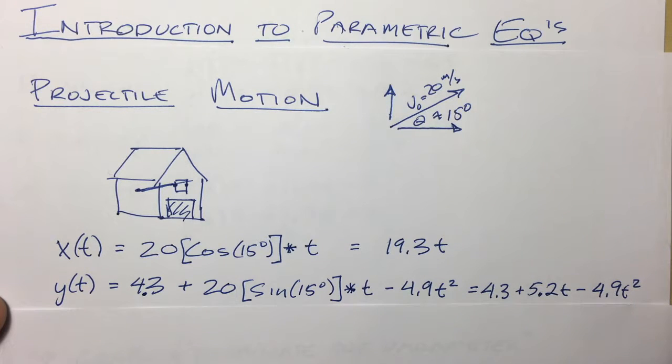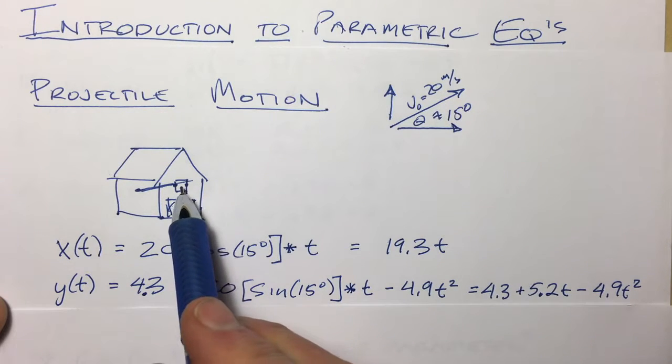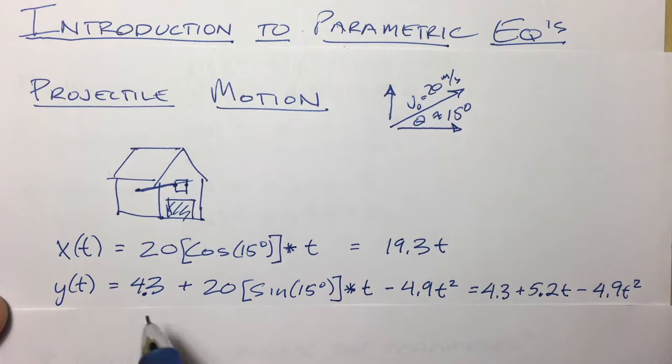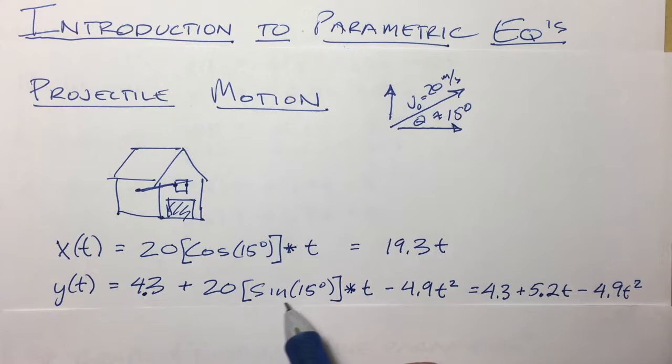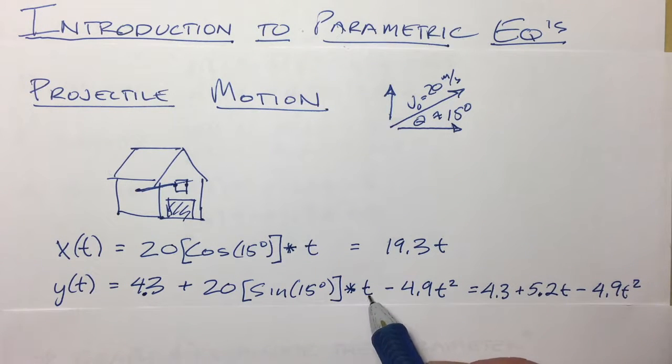Now, vertically is a little bit more complicated. I'm estimating that the height of the launch of that water balloon is about 4.3 meters off the ground. And the vertical component will be the sine of 15 degrees times 20, and that's how much it's traveling upwards. But gravity is pulling it back down at a rate of 1/2 at squared, or in this case 4.9 t squared, gravity being 9.8. So I simplified it here, and that's the vertical component.